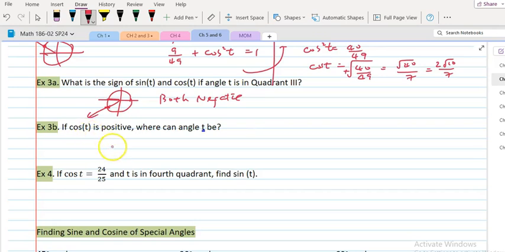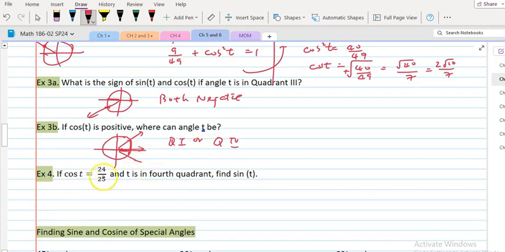If cosine t is positive, where can the angle be? Cosine t is the x value, right? Where is x positive? It's here, so I could have my angle either here or here. So the angle could be in quadrant 1 or quadrant 4, right? Cosine is x, and x is positive. The angle is in quadrant 1 if sine is positive, and the angle is in quadrant 4 if y is negative.